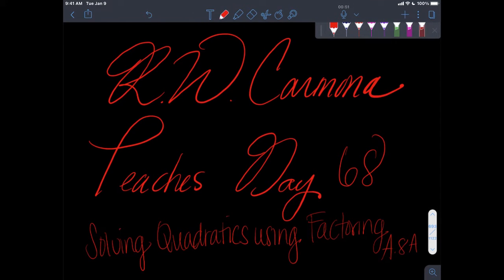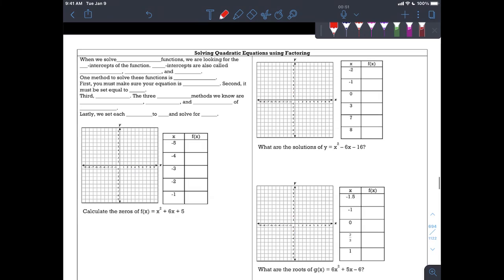Algebra 1, Day 68. So today we're going to be talking about solving quadratic equations utilizing factoring. The great news about that is we've already done this. We know this topic inside and out. All we're doing today is talking about it in just a little bit more detail, okay? So your focus today shouldn't be anything beyond practicing factoring, okay? So let's go ahead and jump into it.